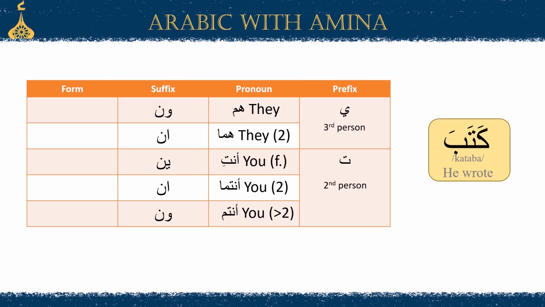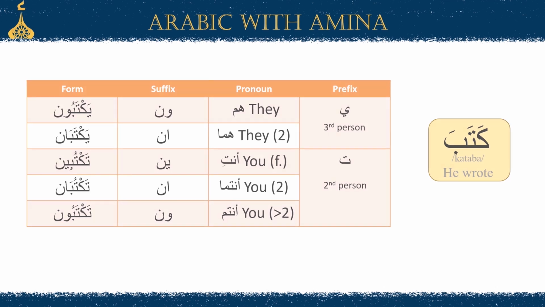He wrote. Starting off with they, the plural form, or hum, we add the prefix ya and the suffix واو نون. The verb becomes يكتبون. As for they, the dual form, we will add alif noon for our suffix, and it becomes يكتبان. The feminine form of you, the prefix is ta, and the suffix ya noon. تكتبين. You are writing. You dual form will be تكتبان. And for the plural form, it will be تكتبون.